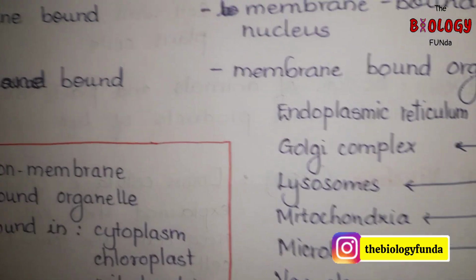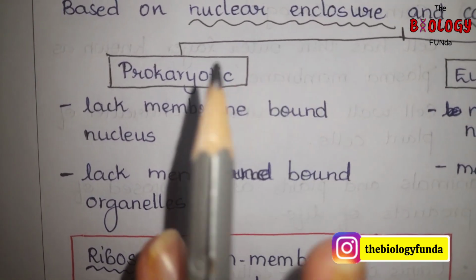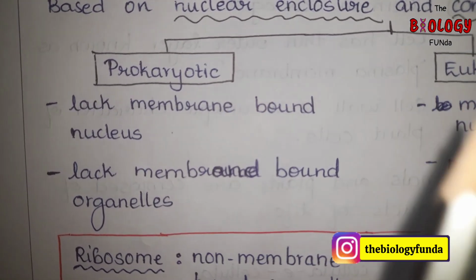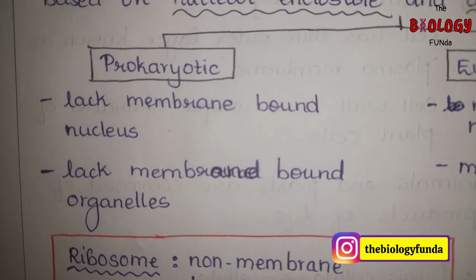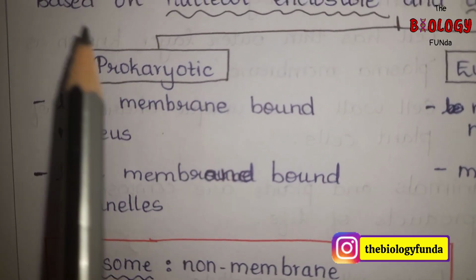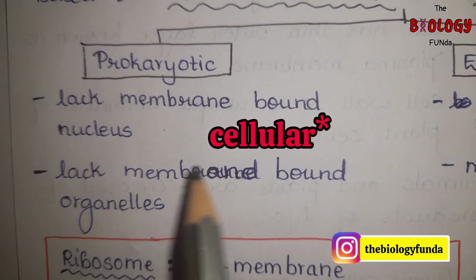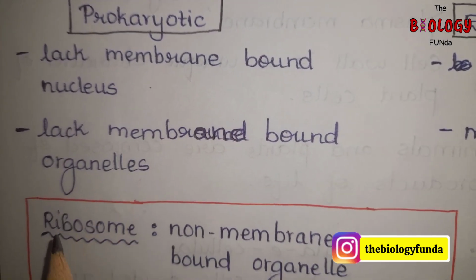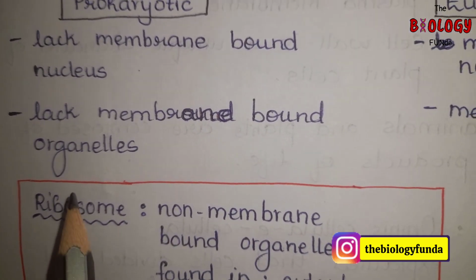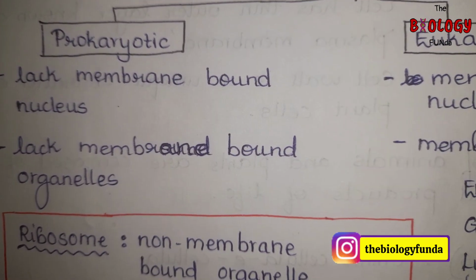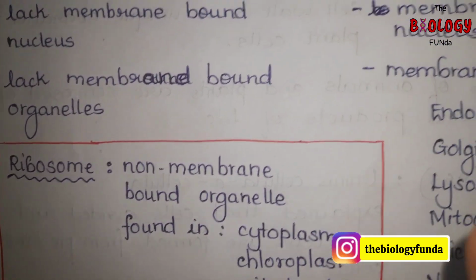Now you must be thinking that I told that a cell has four important components, without which they are acellular, like cell membrane, cytoplasm, genetic material and ribosome, which is an organelle. Then how come these prokaryotes are cellular when they lack membrane bound organelles? Because ribosome is a non-membrane bound organelle. This is the only organelle which is found in every cell. Prokaryotic, eukaryotic, plant cell, animal cell, all.